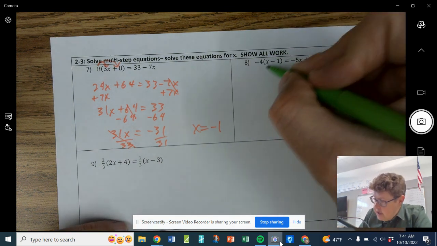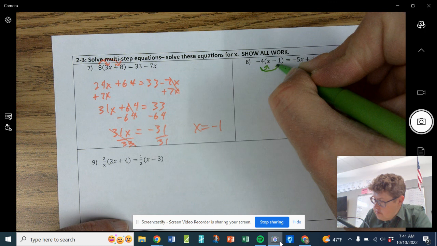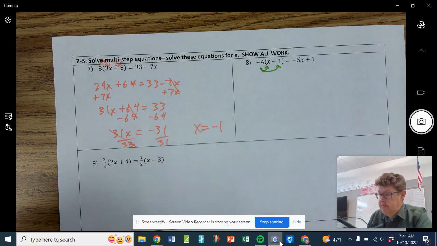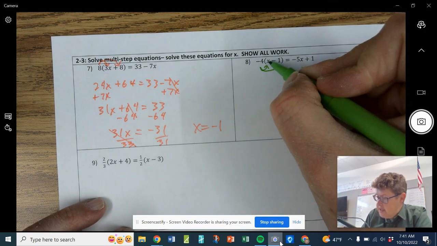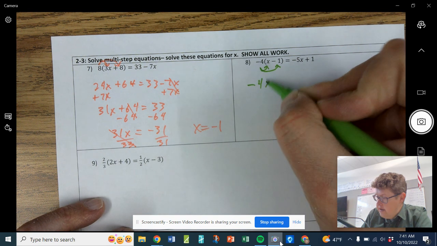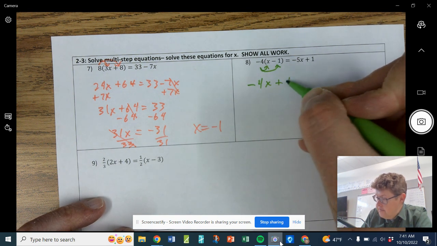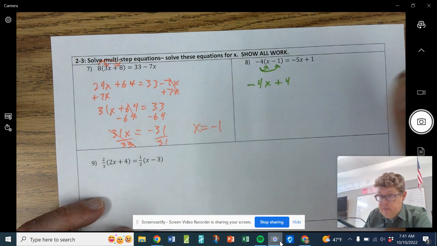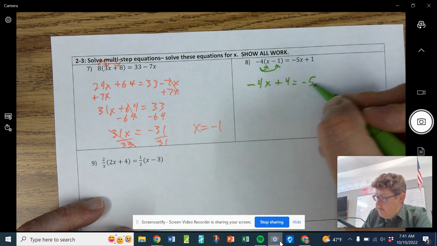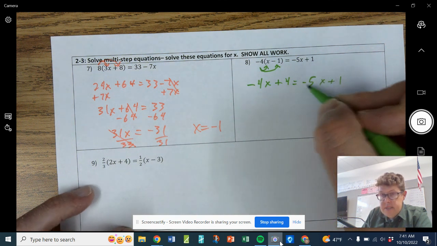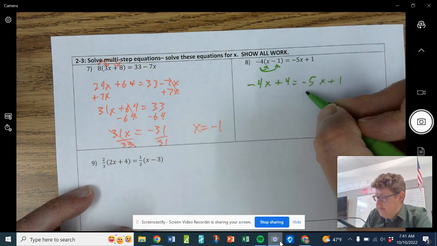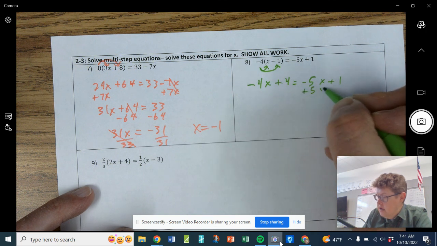Now we're going to do the same thing. I'm going to show the distribution on the bottom, because I should shift that down a bit. Negative 4 times x is negative 4x. Negative 4 times negative 1 is a positive 4. And a negative times a negative gives you a positive. Okay, negative 5x plus 1. Now, since this negative 5 is smaller than that negative 4, I'm going to add it.